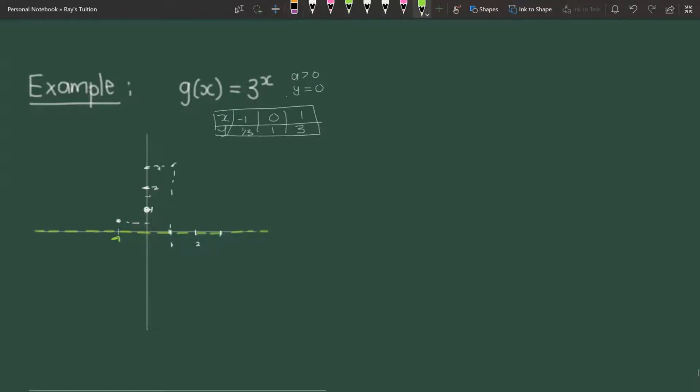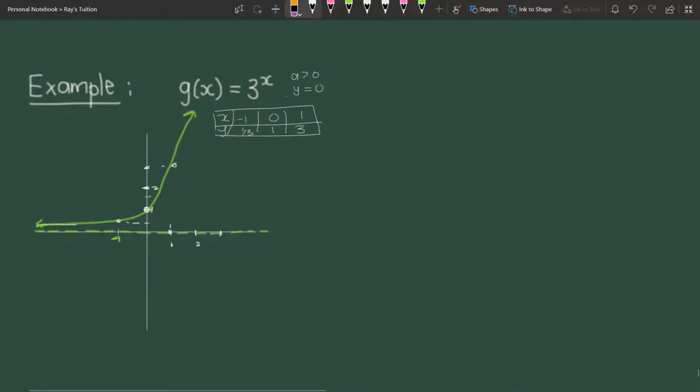So it's exactly the shape you'd expect. It's the positive shape of an exponential graph. It goes down, up, and it's quite steep. Let me erase the calculation ones. Okay, so that's the graph of 3 to the power of x.